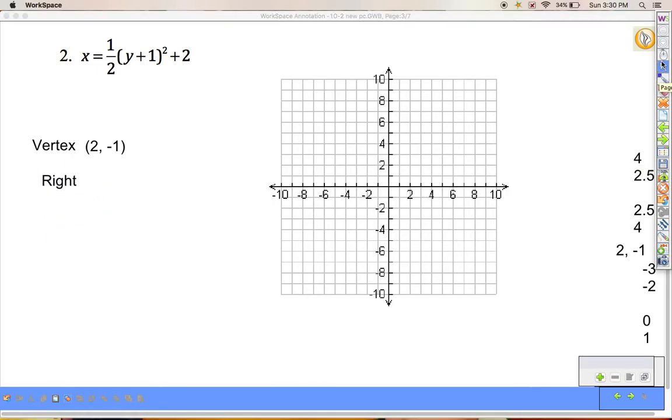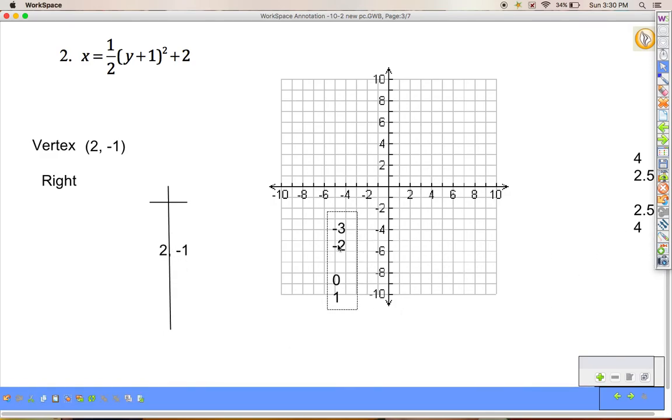All right, next, we're going to draw our graph, or draw our table. We're going to put the vertex in the middle. I'm going to go 2 in each direction. But this time, we don't want to plug into x, we're going to plug into y. All right, we're going to go 2 in each direction off of the y, because I can substitute here pretty simply and be able to do the math.